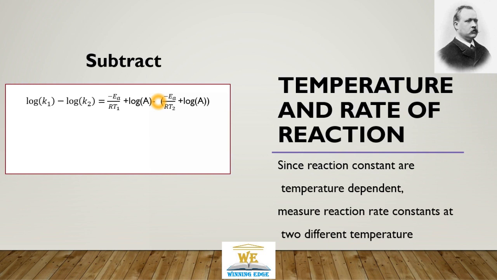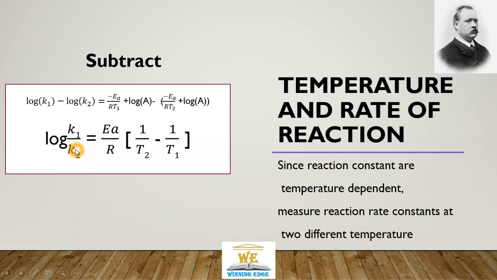Log K1 minus log K2 equals minus activation energy by RT1 minus Ea by RT2, that is, 1 by T2 minus 1 by T1. That's what we get. This is activation energy by R, log K1 by K2. This is the expression for calculating reaction rate constant at a particular temperature.